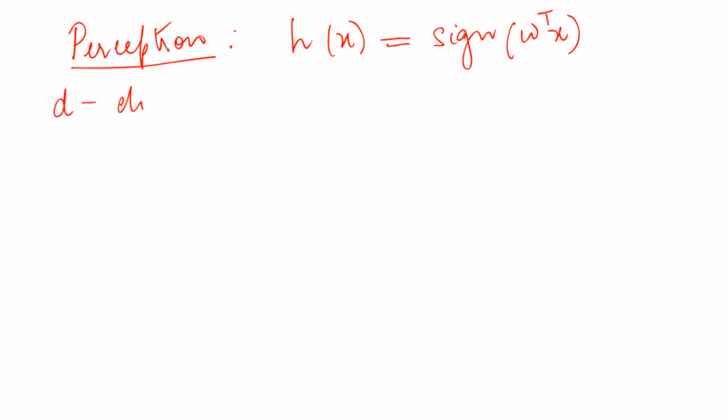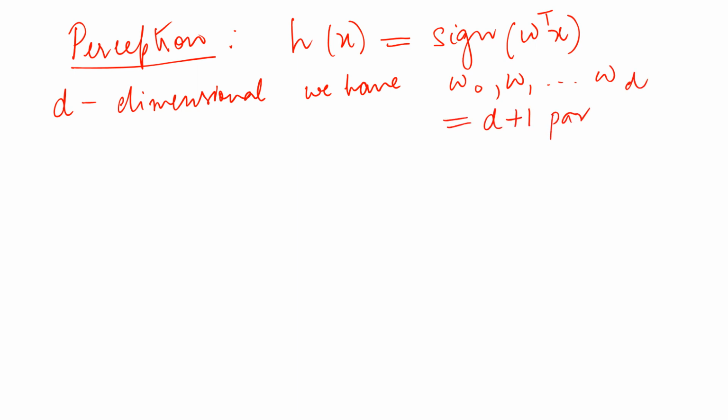Okay, so the way the Perceptron was formalized earlier is that you're essentially looking at the sign of W transpose X, which tells us that in a d-dimensional space, we have how many parameters? W0, of course, W1, and so on up to Wd, which means d plus 1 parameters.